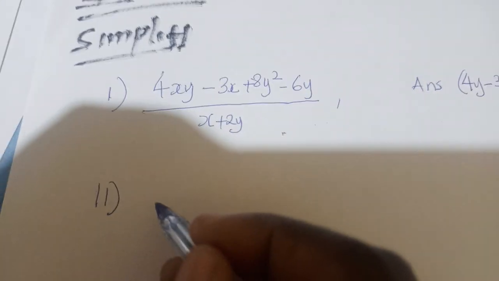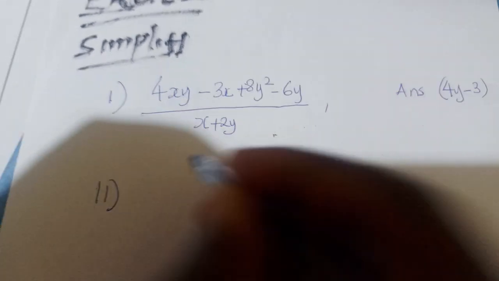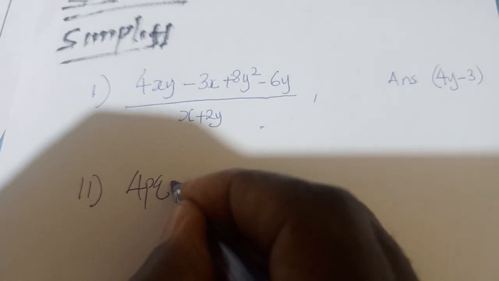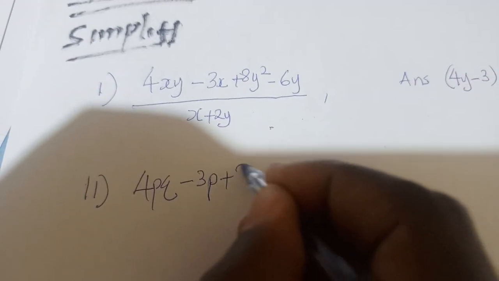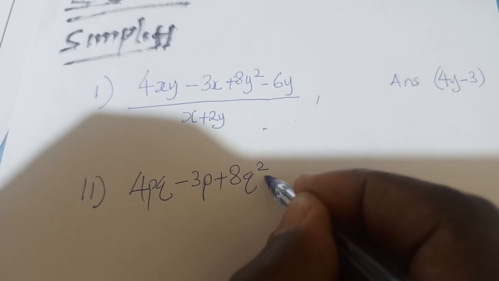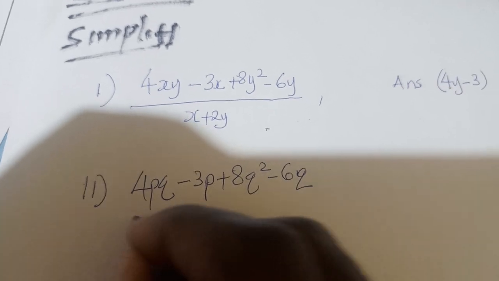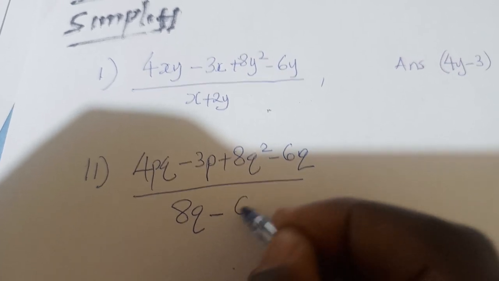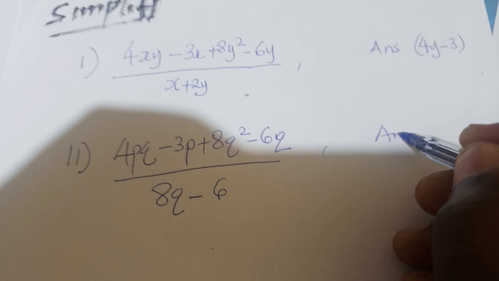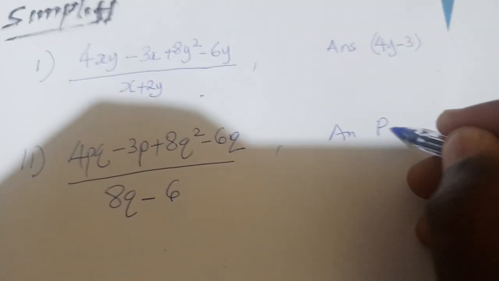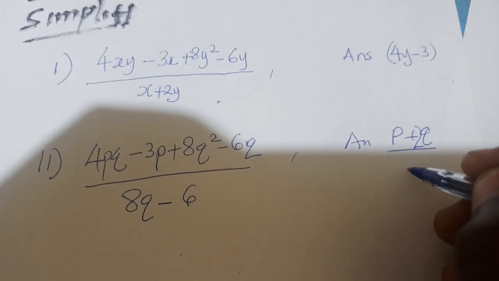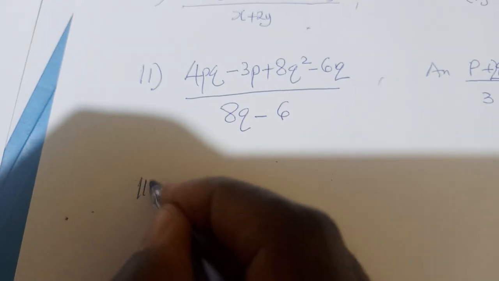The next question that I want you to attempt, or simplify: 4pq minus 3p plus 8q squared minus 6q all over 8q minus 6. The expected answer is p plus q plus 2q over 3. Try that. Then finally, you can also try this.